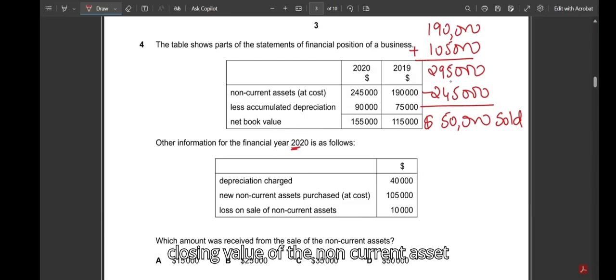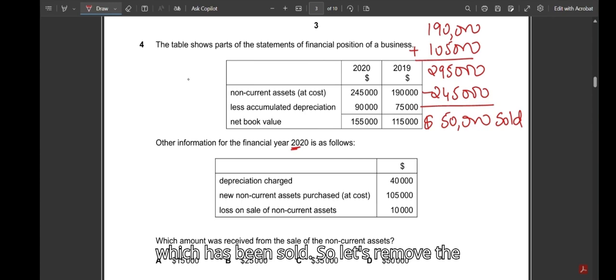So the closing value of the non-current asset should be 2 lakh 95,000. But in 2020 you can see it's only 2 lakh 45,000. That means the non-current asset worth 50,000 has been sold. All right, so I got the cost value of the non-current asset which has been sold.